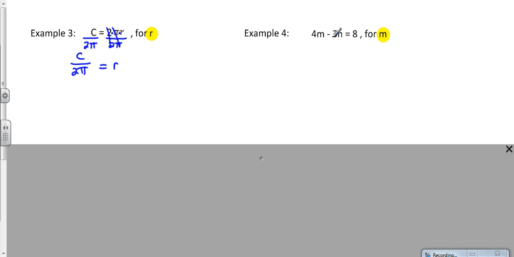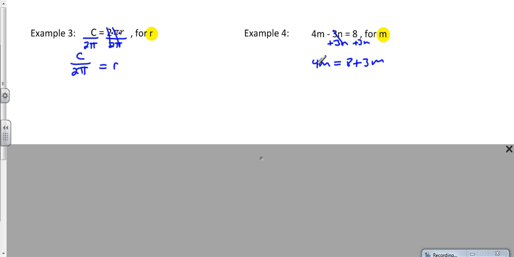Next one, we want to solve for m. Okay, well, now we have to undo a little bit again. We want to get m by itself. Well, that means we have to move this piece and the 4. Okay, so how do we do that? Well, we said when we undo, we do addition and subtraction first, unless there's parentheses. So minus 3n, we would undo by adding 3n, which would give us 4m, this is now moved, equals 8 plus 3m.